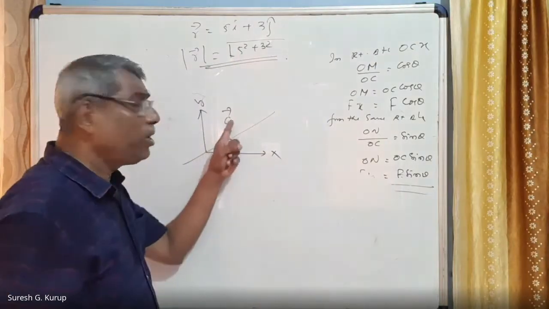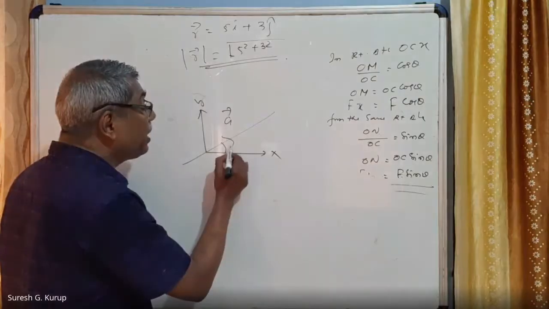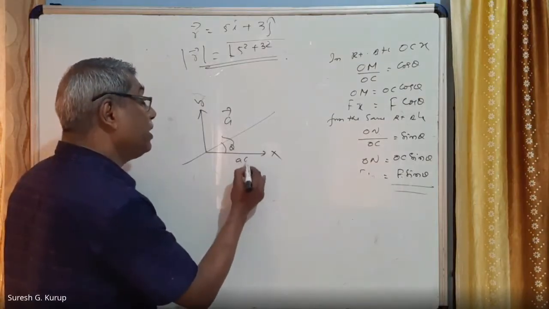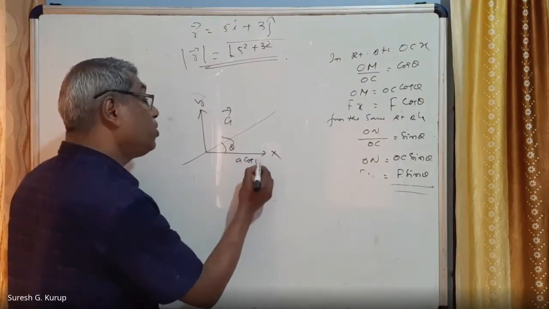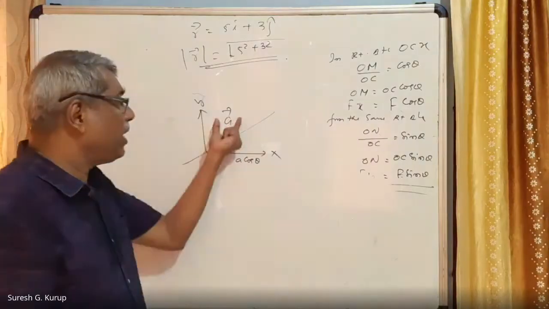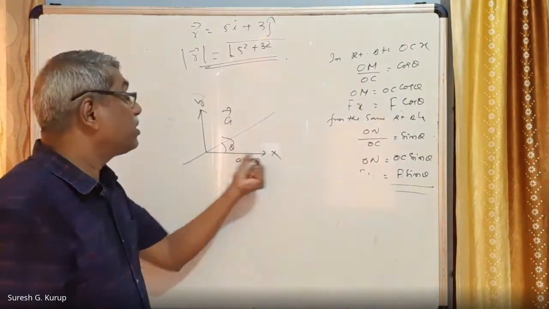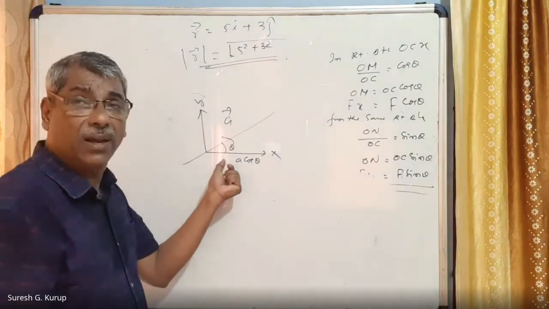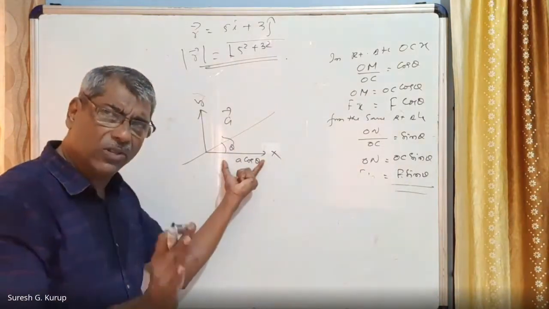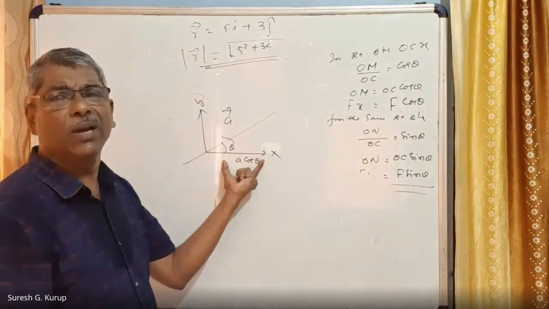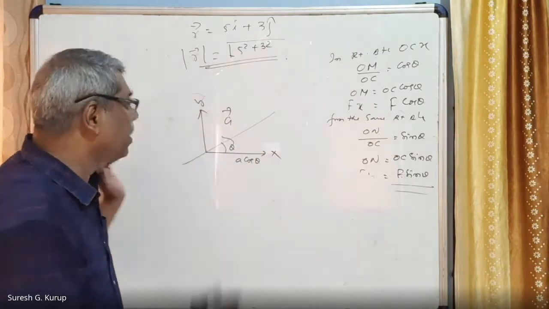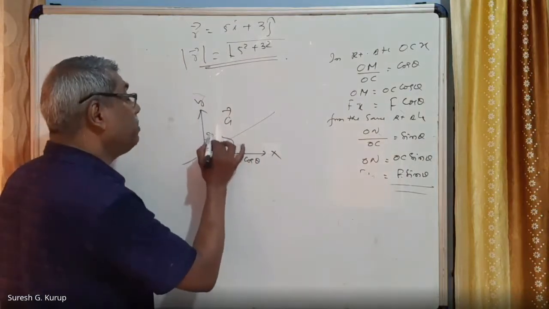What is the x component of a? Suppose this is making angle theta, then this will be equal to a cos theta. You will write the component of a along the x-axis is equal to a cos theta. Why? Because this x component is making angle theta. Therefore, this must naturally always be equal to a cos theta. What is the other component? This angle is equal to 90 minus theta.